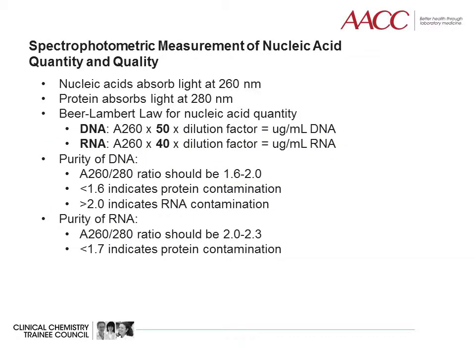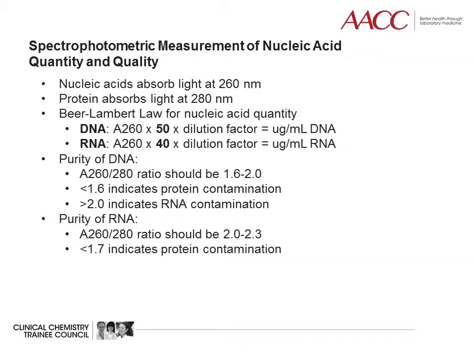After you have extracted your nucleic acids, it is important to determine the quantity and quality of nucleic acid. A common method for doing this is by the use of spectrophotometry. Nucleic acids absorb light at a wavelength of 260 nanometers, whereas proteins absorb light at 280 nanometers. In order to calculate nucleic acid quantity, the Beer-Lambert law is used with a factor of 50 for DNA and a factor of 40 for RNA, and takes into consideration the measurement of absorbance at 260 nanometers as well as the sample dilution factor.